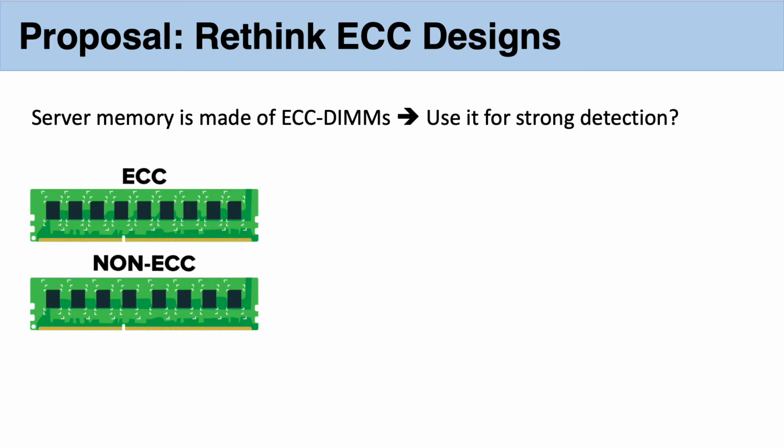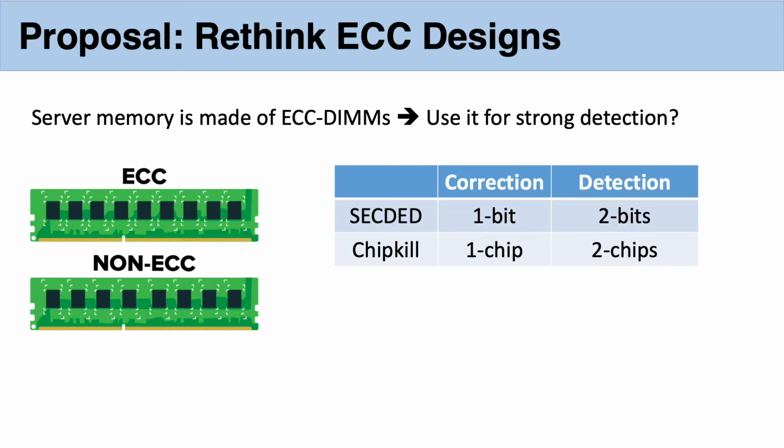Server memories use DIMMs that support error correction. Each DIMM contains an extra chip to store the error correction information. The two most commonly used error correction codes in DRAM are first, SECDED. It can correct 1-bit error and detect up to 2 bits of error. The stronger form of error correction is called Chipkill, which can detect 2 chip failures and correct 1 chip failure.